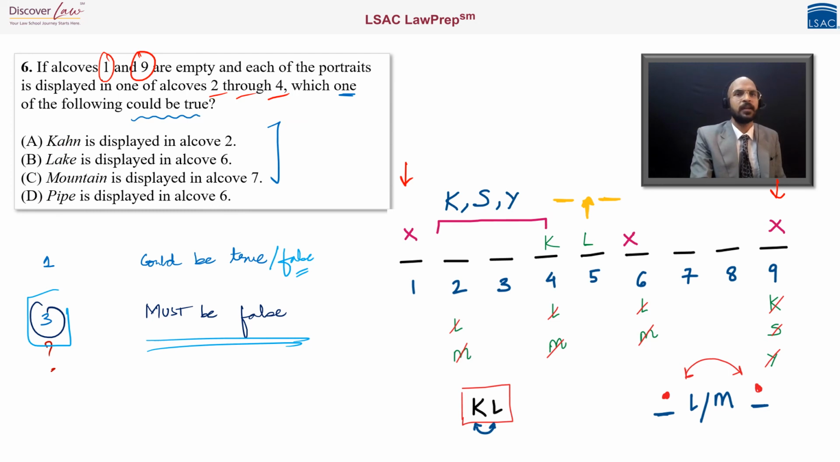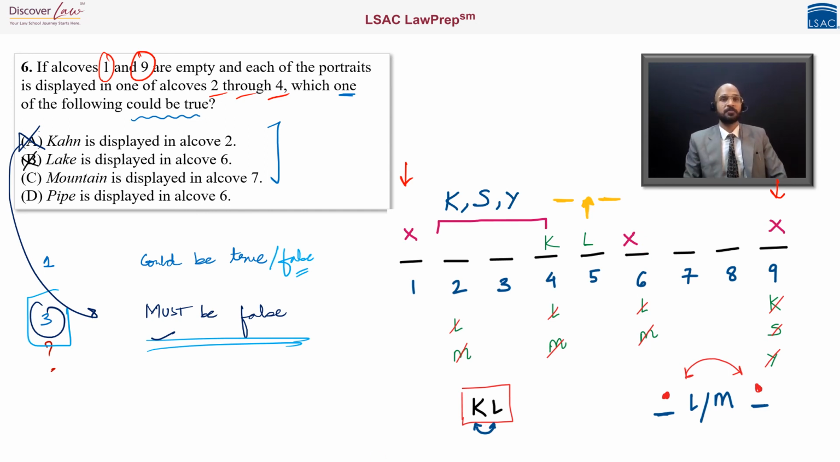Now K is displayed in alcove 2. Well, we know that this must be false. We just saw that K has to be in 4 in all cases. Therefore, A is not the right answer. It cannot be true because it must be false, right? It comes in this category of the must be false. Let's look at option B. It says L is displayed in 6. We just saw that 6 has to be empty. It has to be vacant. Therefore, we know that option B also must be false.